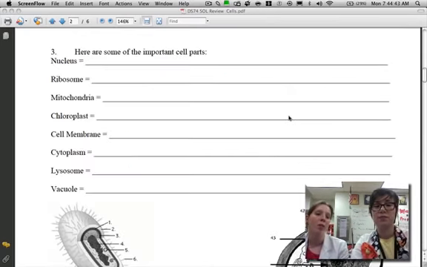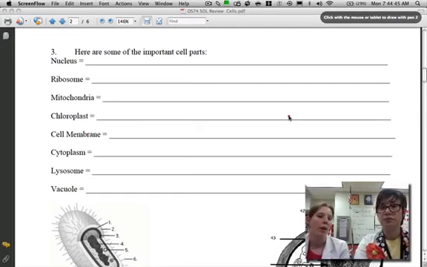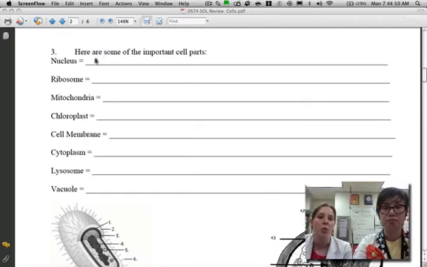Okay, so now we're going to run through this list of the most important organelles and what they do. Starting with the nucleus. The nucleus is the control center of the cell. And that's because it has what molecule inside of it? It has DNA. That's super important. So let's write control center of the cell, and it contains our DNA.